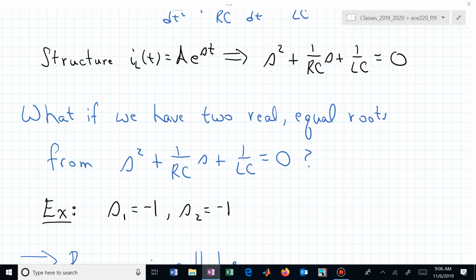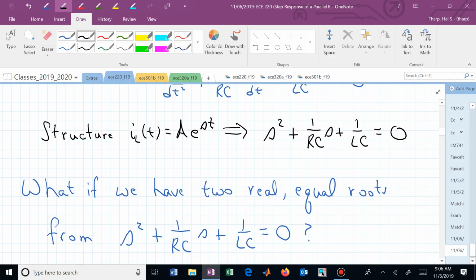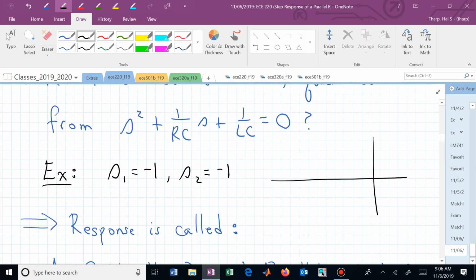It always helps, I think, to visualize where these s values are in the complex s plane. And here we have two poles right on top of each other. They're real and equal, and they're at a distance of 1 away from the origin in the complex s plane, and they're actually going in the negative direction. That's good because that gives us this e^(-t) structure.